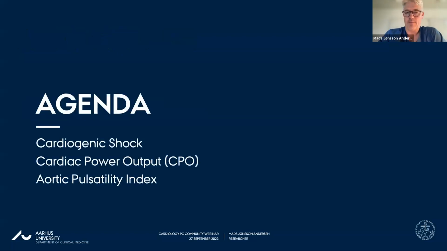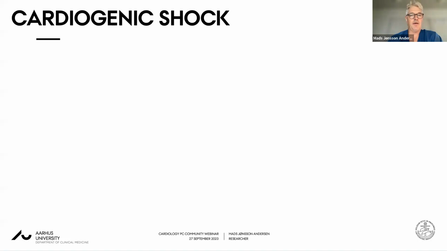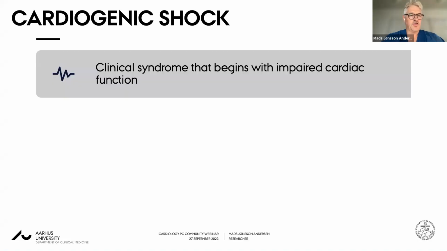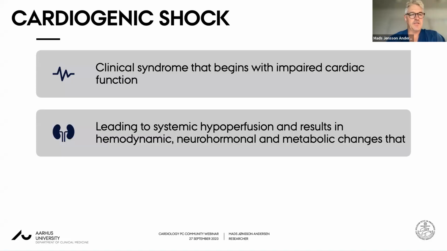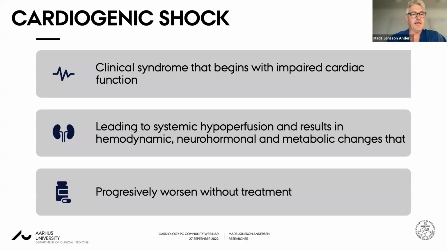For the agenda today, I will briefly discuss cardiogenic shock, the history and prognostic utility of cardiac power output, called CPO, and a new hemodynamic variable called the aortic pulsatility index, API, or as I like to call it, the PAPI of the LV. So, as you all know, cardiogenic shock is a clinical syndrome that begins with impaired cardiac function, leading to systemic hypoperfusion and results in hemodynamic, neurohormonal, and metabolic changes that progressively worsen without treatment.